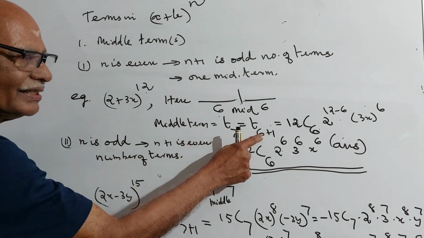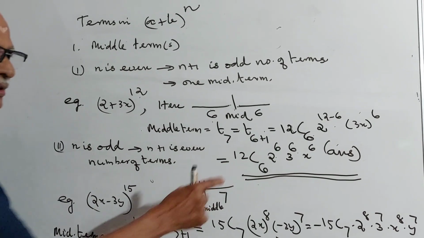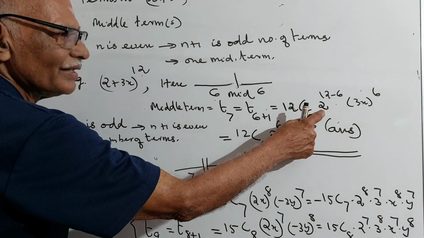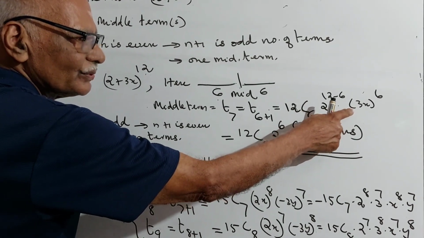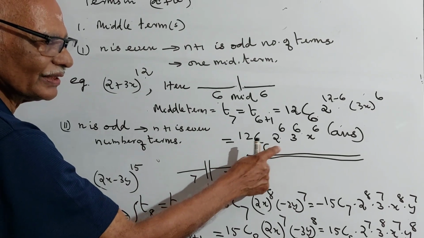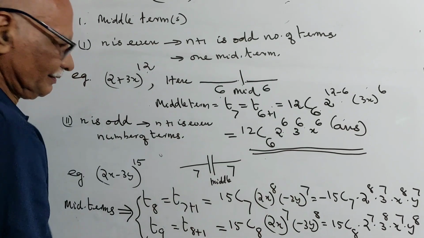So it is T(6+1). Always the formula is T(r+1). So r is 6. So 12C6, 2 raised to 12 minus 6 into (3x) the whole raised to 6, which simplifies to 12C6, 2 raised to 6, 3 raised to 6, x raised to 6, giving the answer.